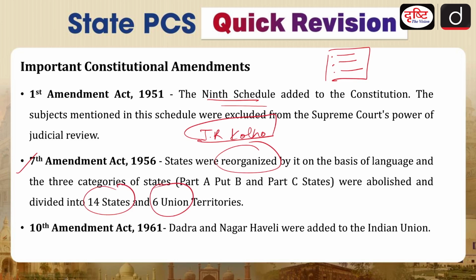Then comes the 10th Amendment Act. In the 10th Amendment Act, Dadra and Nagar Haveli were added to the Indian Union. They were taken from the foreign rulers and added to the Indian Union.